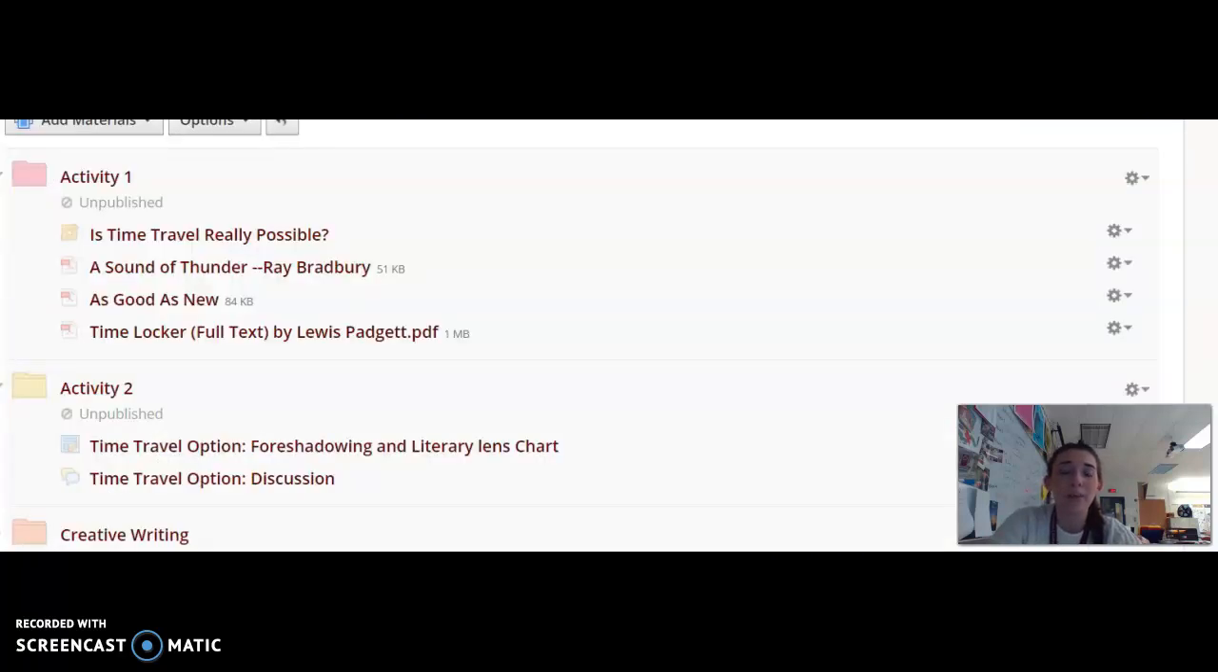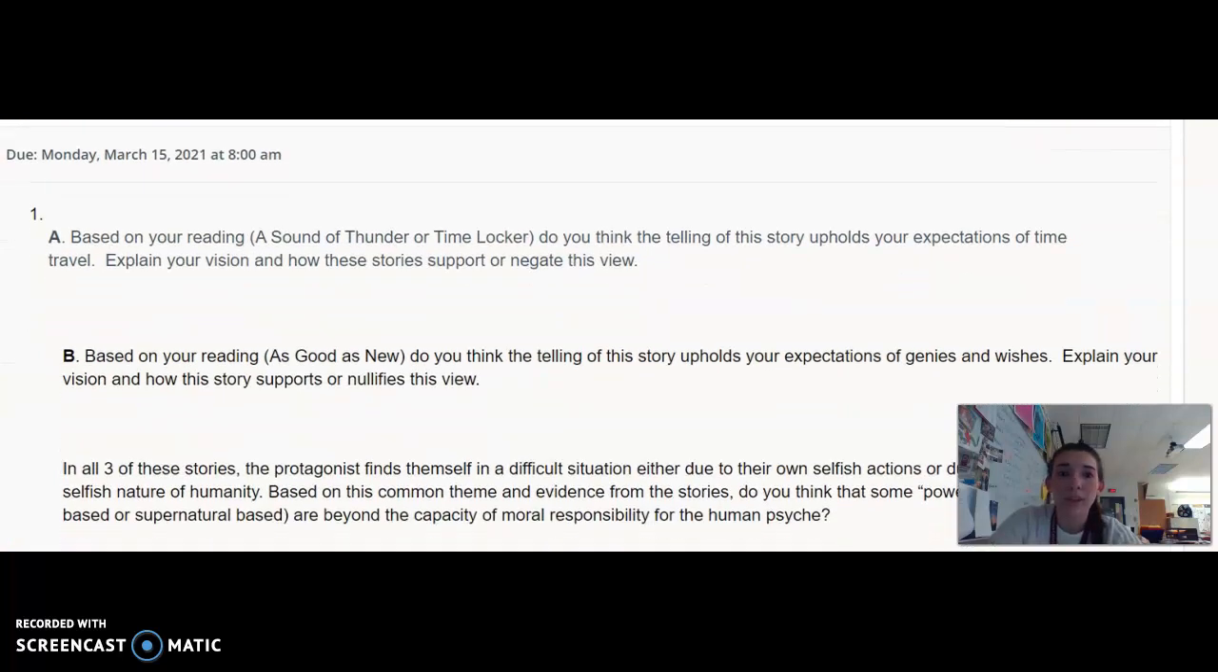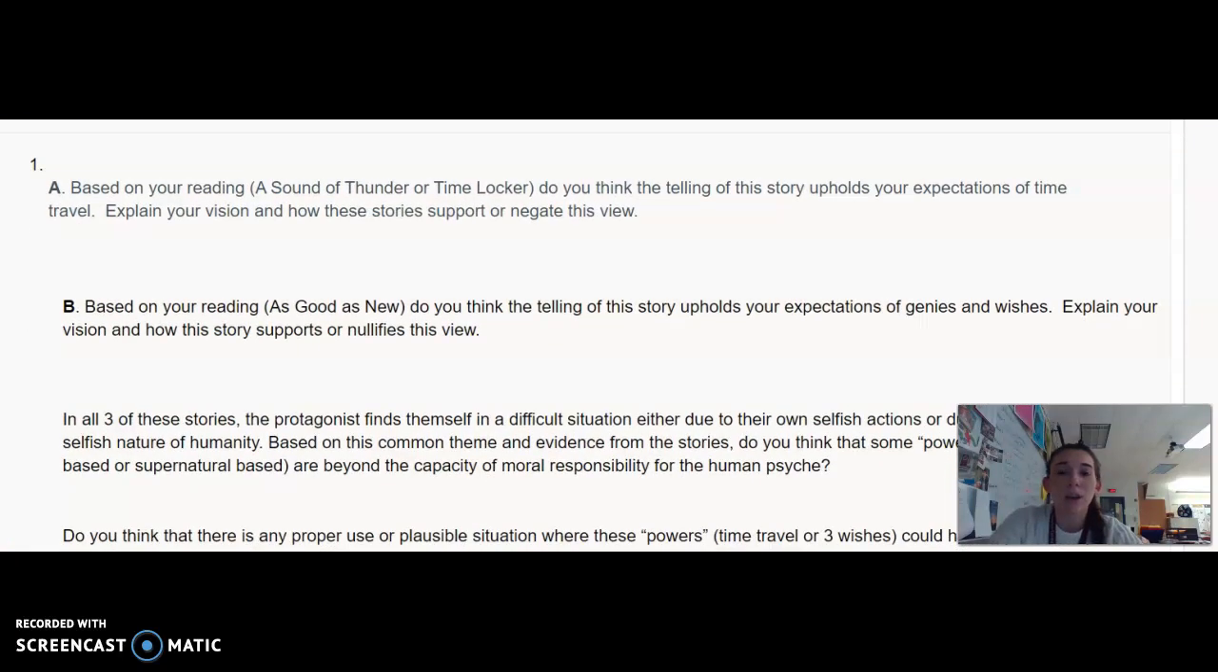Alrighty. And then we also have a discussion. So our discussion is right here. I found that A Sound of Thunder and Time Locker are more close in genre, so I put them for part A of this question, which is based on your reading between those two stories. Do you think the telling of the story upholds your expectation of time travel? Explain your vision and how these stories support or negate this view.